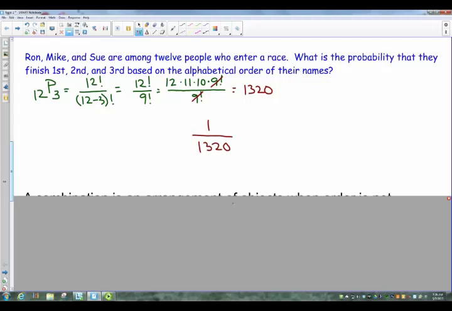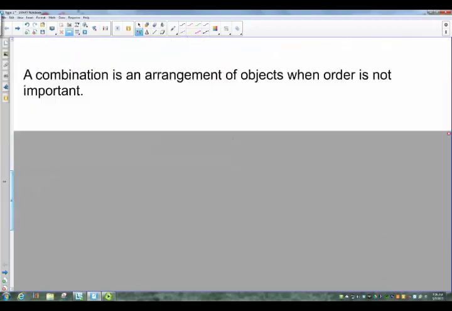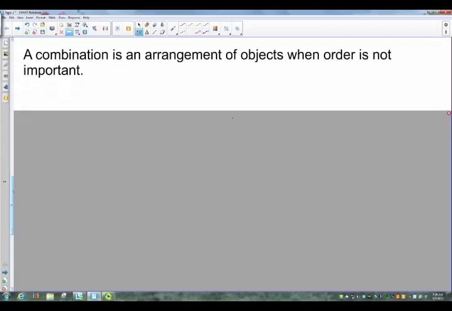All right, so that's permutations. Hopefully that makes some sense. Now, the second possibility here is what's called a combination. So a combination is an arrangement of objects when the order is not important. Okay, so the order doesn't matter here.